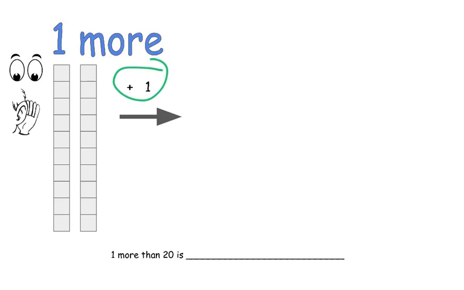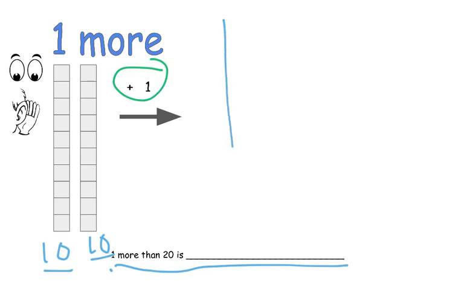First, I'm going to see how many I have here in my picture. So I'm looking and I'm seeing that I have sticks of 10. So I have 10 and another 10. So I know 10, 20. So this is 20. Okay. Now I'm going to read my sentence. 1 more than 20 is blank. So I'm going to start by drawing my 20.